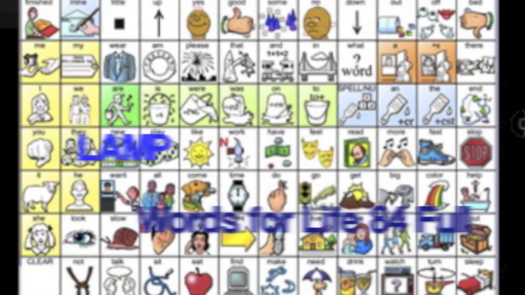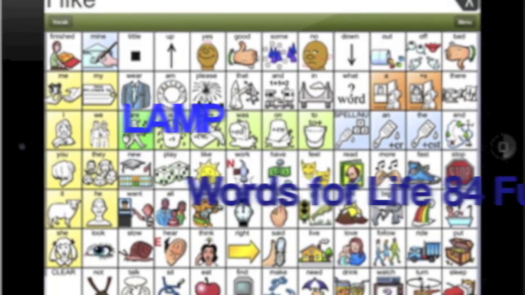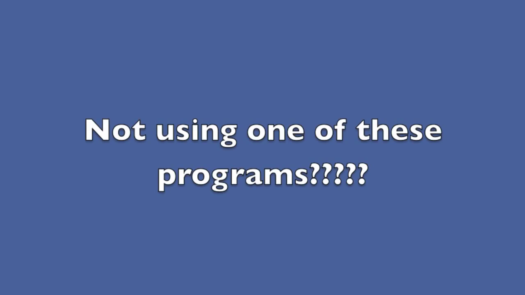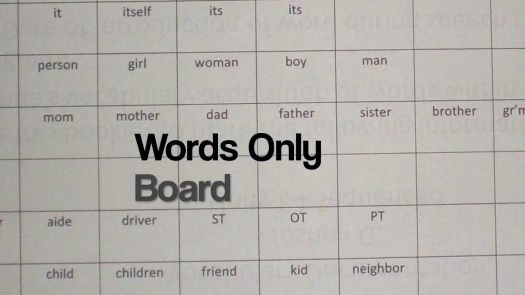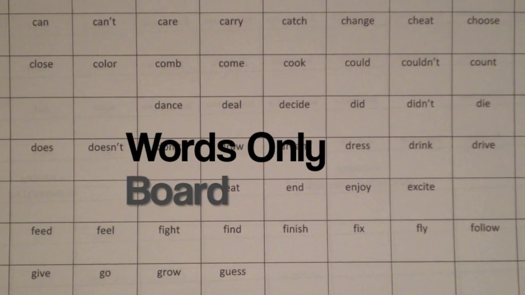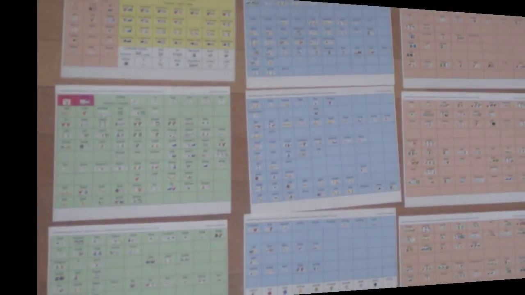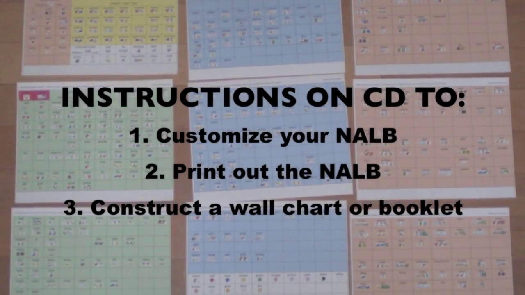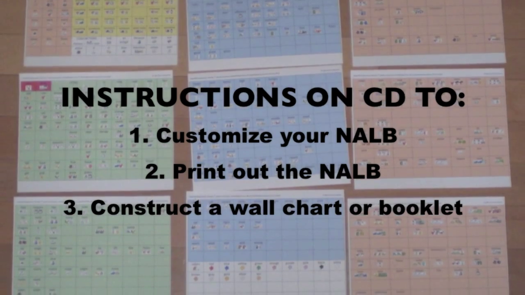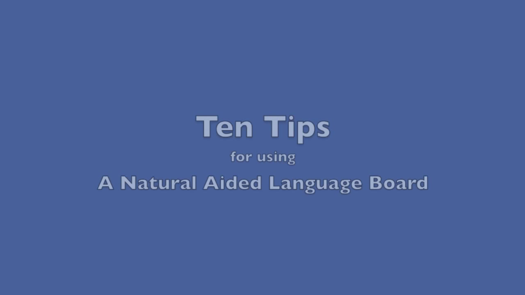It is also available for LAMP Words for Life 84 Full. Plus, there is a version with words only to which you can add your own pictures for whatever AAC vocabulary program you are using. On the CD, there are instructions for making the wall chart and constructing the booklet. Here are 10 tips for using a natural aided language board.